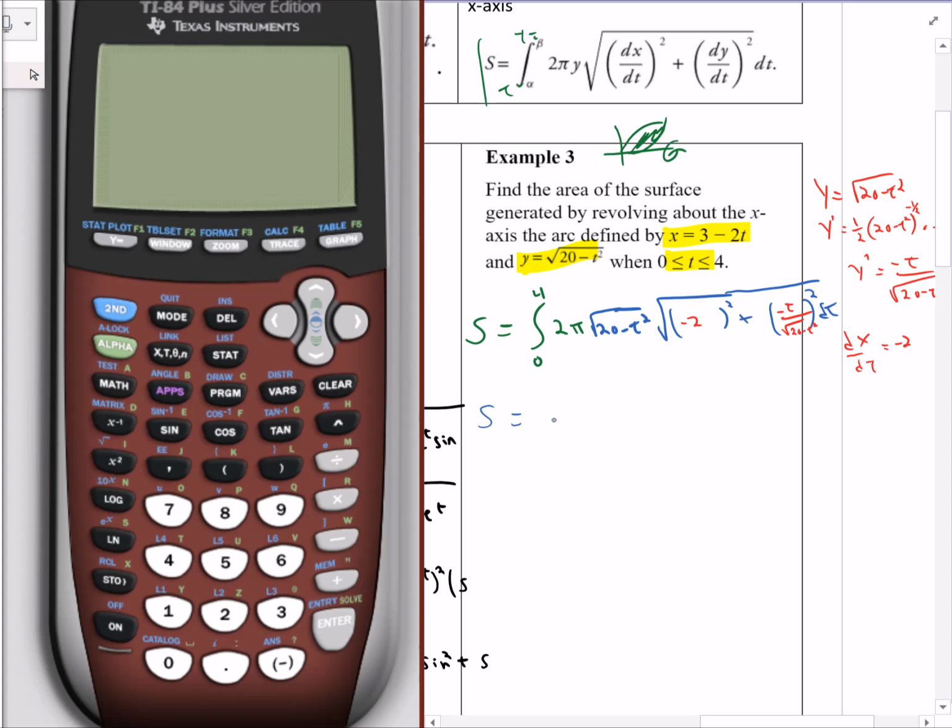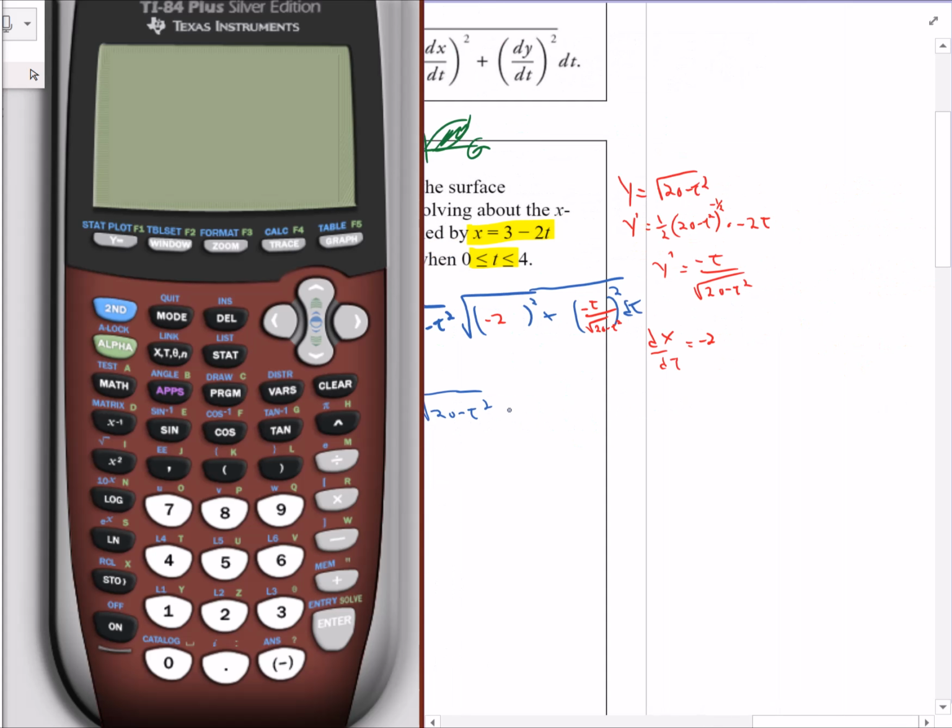So let's bring the 2 pi to the outside. We're going to integrate from 0 to 4. Nothing you can do about this right now. We're going to clean up the inside. Negative 2 squared is 4. If you square this thing, you're going to get t squared over 20 minus t squared, right? When you square the square root, they cancel out.